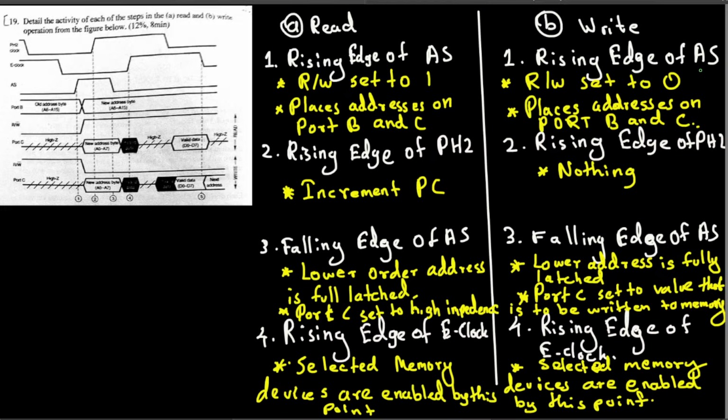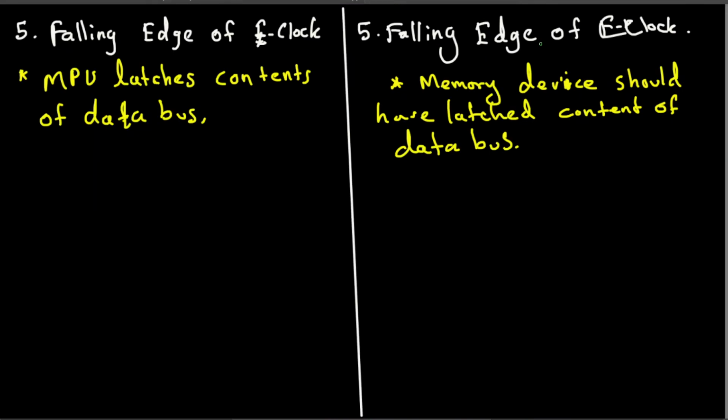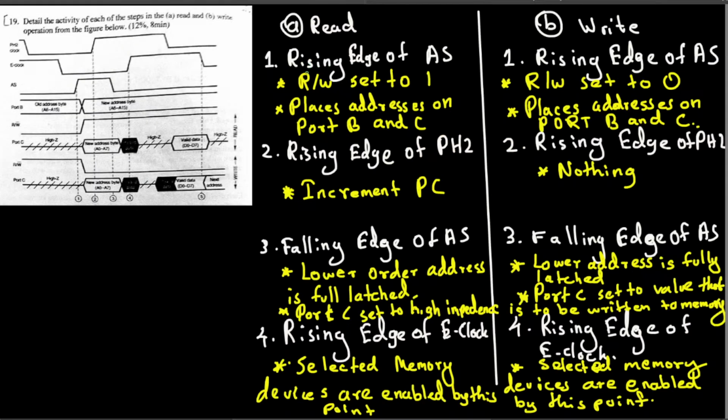During write at the rising edge of AS, read/write is set to 0 and it places addresses on port B and C. At the rising edge of PH2, nothing happens. At the falling edge of AS, the lower address is fully latched and port C is set to the value that is to be written. Then at the rising edge of the E clock, selected memory devices are enabled. At the falling edge of the E clock, the memory device latches the contents of the data bus. Okay, so that's what happens.